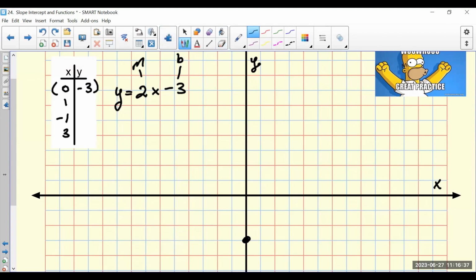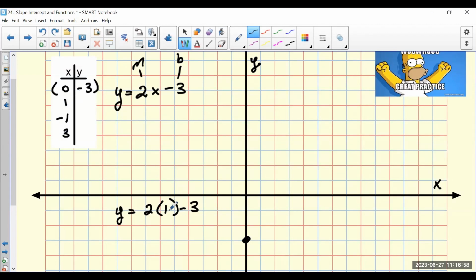So now I'm going to write y equals 2 times 1 minus 3. So now we're putting a 1 for the x. And again, remember, we just pick these numbers. You can pick whatever numbers you want. And there's an infinite, there has to be an answer for every number that you can put in for x.